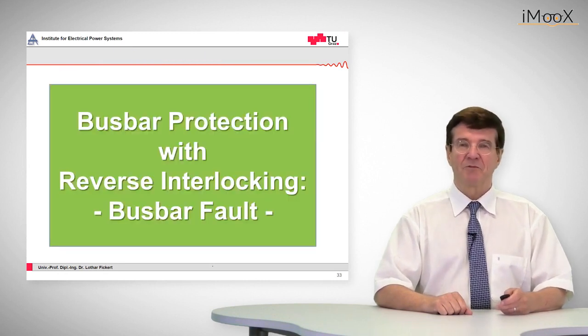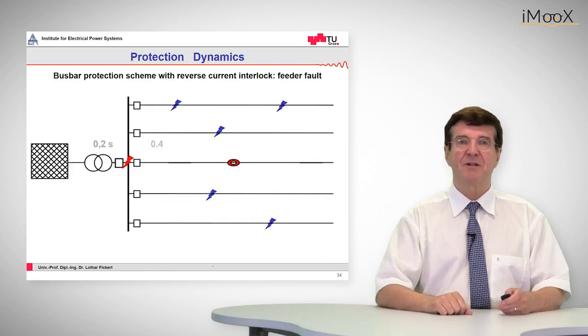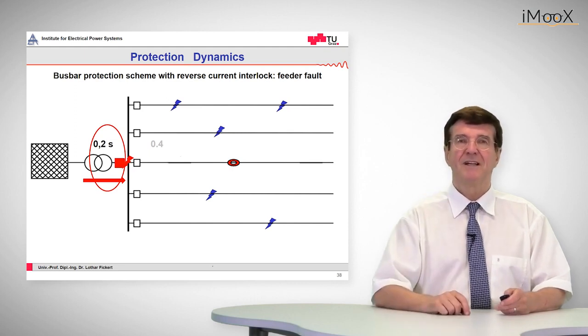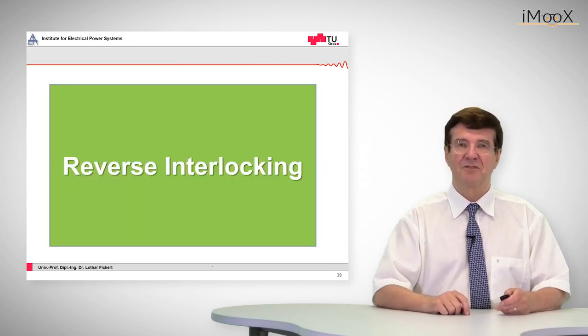Now, what happens if we have a busbar fault? Basically, it's the same. We have a short circuit current which activates the preceding relay. This relay now does not receive any blocking signal and therefore it trips out after 0.2 seconds. So that means after 0.2 seconds we have cleared the busbar, it is a very short tripping time and it is selective. So this was today's lecture about reverse interlocking.